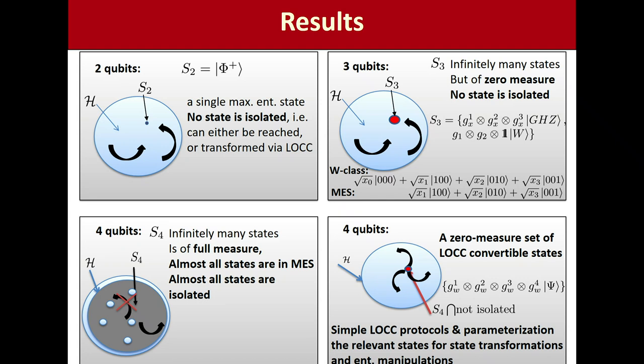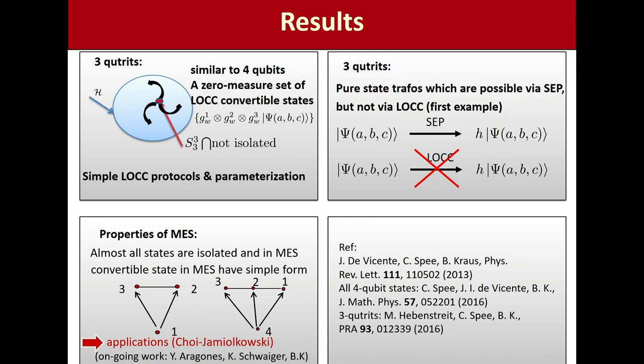Now, the good thing is that if you consider the states that are in the MES but that are convertible, so that are useful for state transformation, then again you get a very handy set, which is again zero measure and has a very simple parametrization. So the most useful states have again a very simple parametrization. Now, we also studied the three-qubit case, which is very similar to the four-qubit case. But what you obtain here is again a new result, namely that there are some transformations that you can do via SEP, but you cannot do via LOCC. You can prove that even if you consider infinitely many rounds, it's impossible to do that via LOCC.